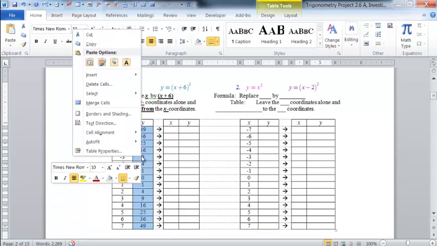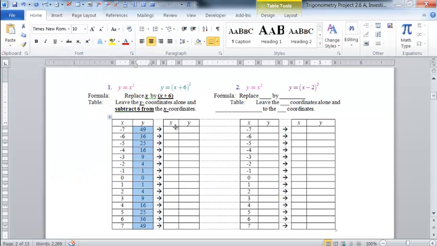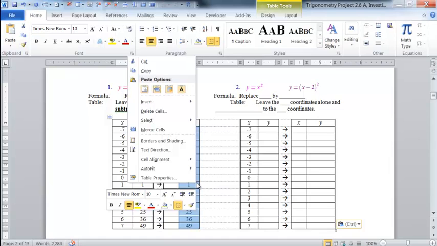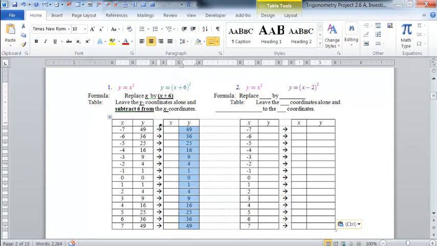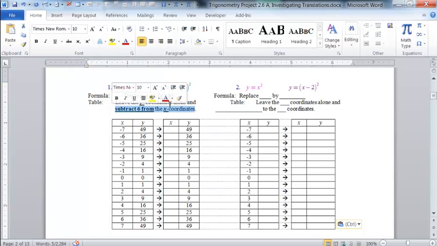I can right click and say copy, or a shortcut is Control C. And I can go over here and highlight the part here, and Control V is paste, or right click and then paste. And there are some different options on paste. What it says to do here is leave the y coordinates alone, which is what I've done, and I'm going to subtract 6 from each of the x coordinates.